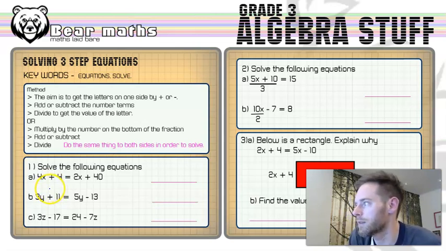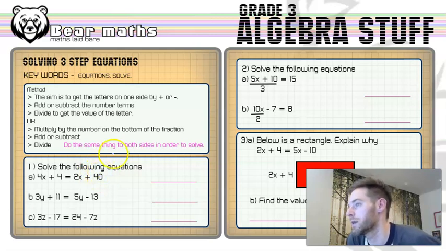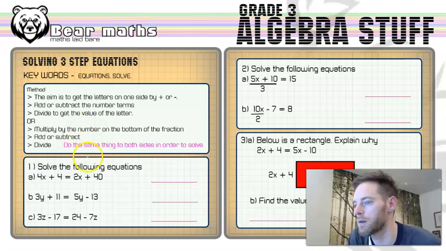The aim is to get the letters on one side by adding or subtracting the number terms, then divide to get the value of the letter. That is if you were doing a question like number 1, because these are what we refer to as equations with unknowns on both sides. If you're doing a question like question 2, you will need to multiply all the terms through by the number on the bottom of the fraction, add or subtract, and then divide. But it's very important that you always do the same thing to both sides, no matter what type of question you're doing when you're solving equations.